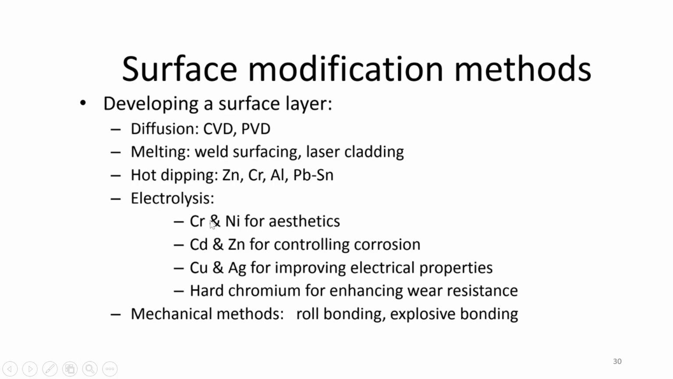Electrolysis, so in this case chromium and nickel can be plated and it helps with the aesthetics. Cadmium and zinc for controlling corrosion. Copper and Ag for improving electrical properties. Hard chromium for enhancing wear resistance. Mechanical methods such as roll bonding or explosive bonding.